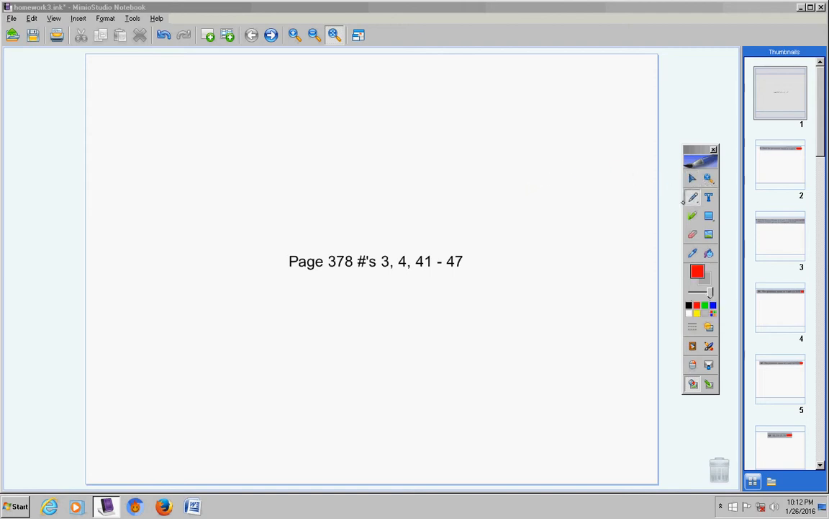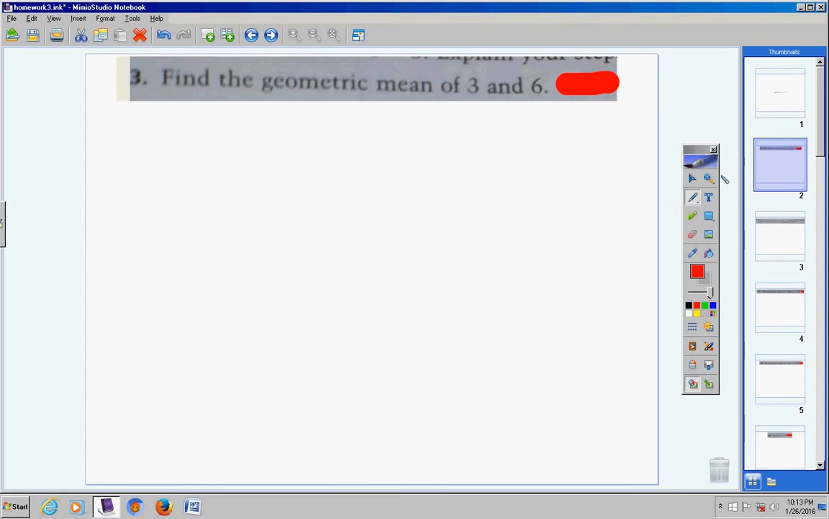Part 2, students, to the homework help video, page 378, numbers 3, 4, and 41 through 47. Let's jump right into this. Number 3, the directions say to find the geometric mean of 3 and 6.